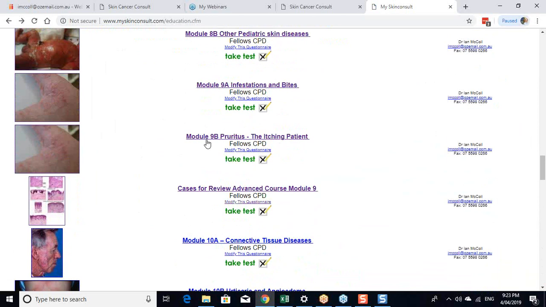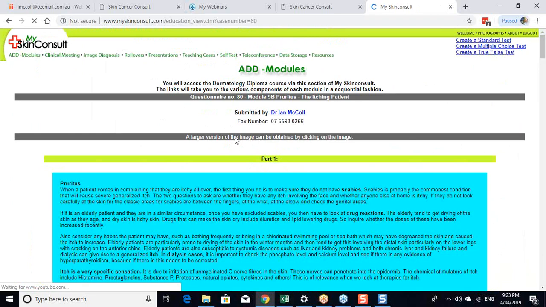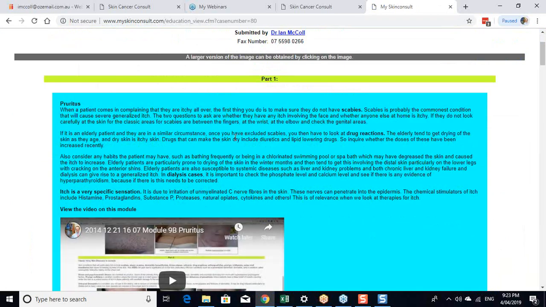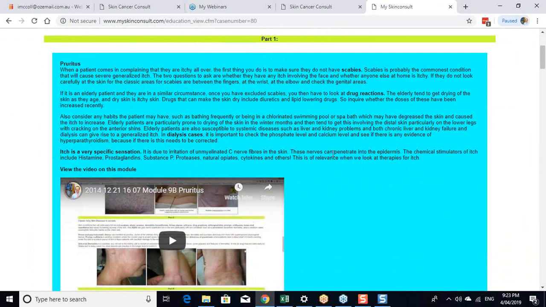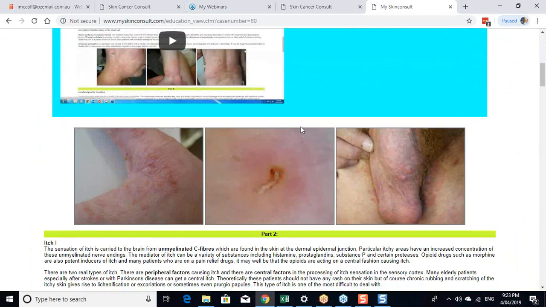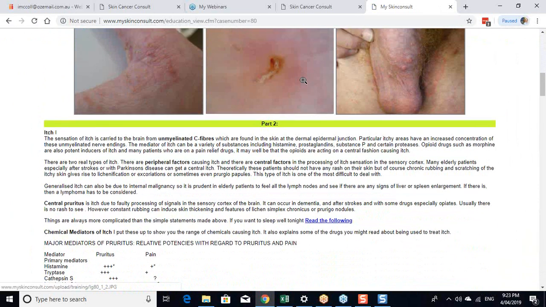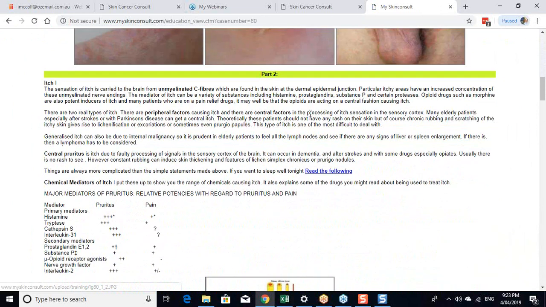There we go. This is module 9b, the itching patient. Have a little look in there, and it'll give you some more details on some of the chemicals involved in itch, and how itch can occur in a variety of situations, including patients with chronic kidney disease, chronic liver disease, and some dialysis patients. Always with chronic itch, you're always looking for scabies in the background.